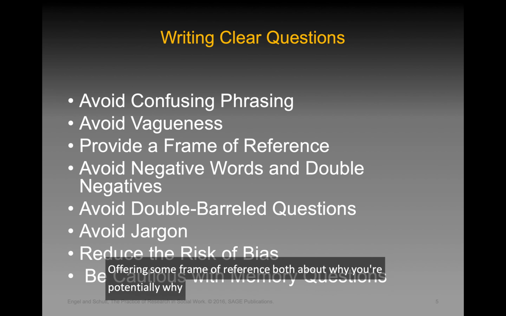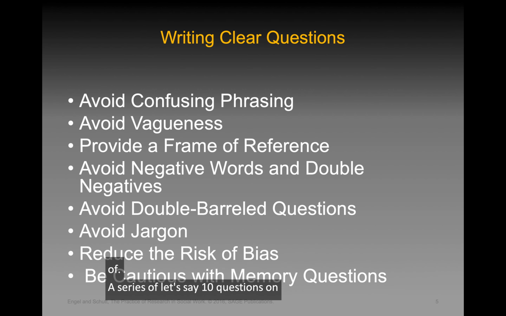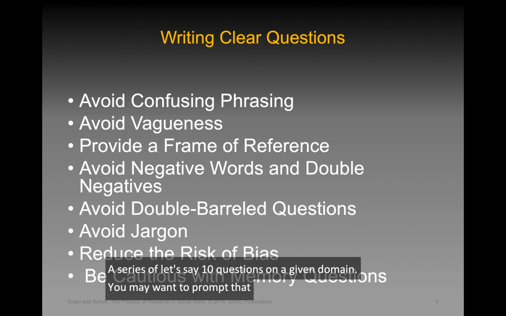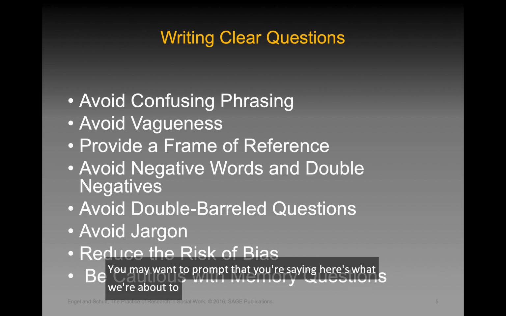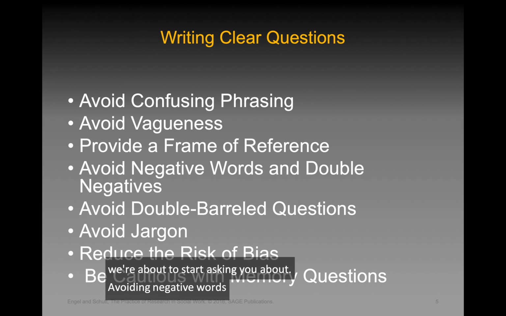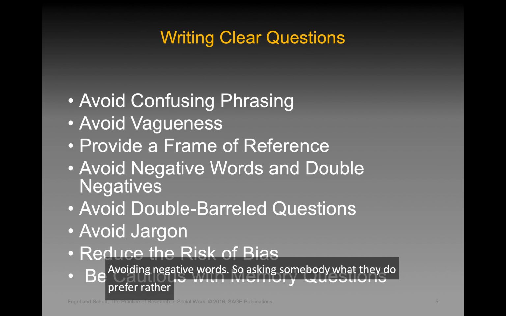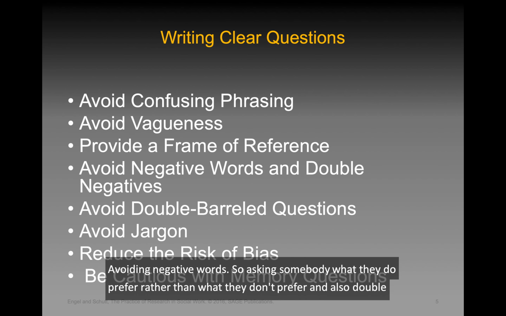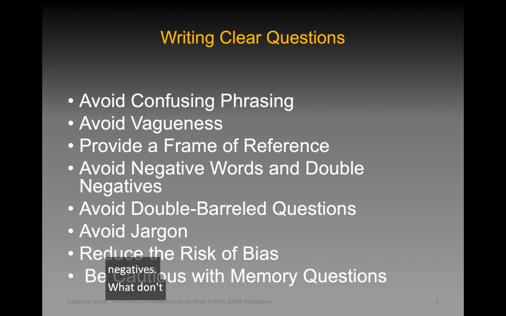Often that comes at the top of a series of, let's say, 10 questions on a given domain. You may want to prompt that you're saying, here's what we're about to start asking you about. Avoiding negative words, so asking somebody what they do prefer rather than what they don't prefer. And also double negatives. What don't you prefer not to do is really confusing.